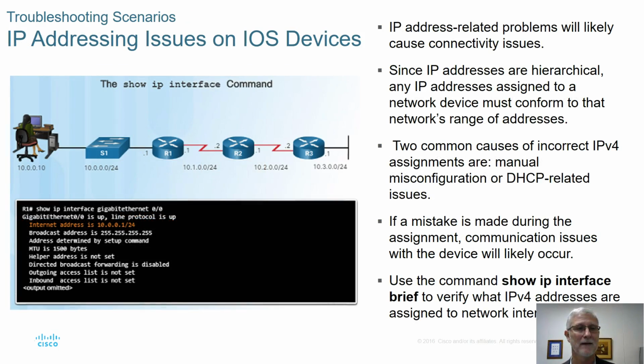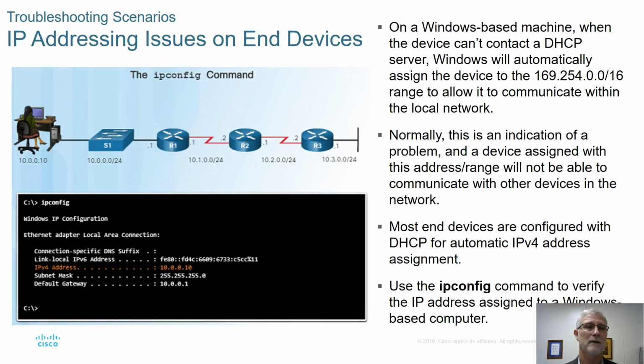Now, other issues, IP addressing issues, show IP interface on a particular interface. But I'll start with the show IP interface brief, and then if I need more specifics, more data about that interface, then I'll go to the show IP interface command without the brief one.